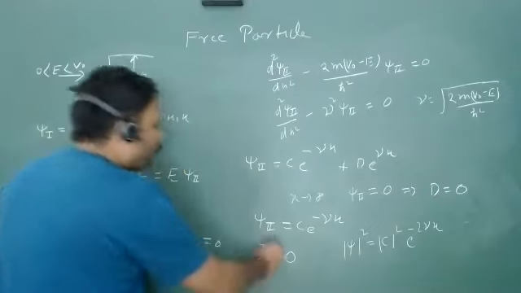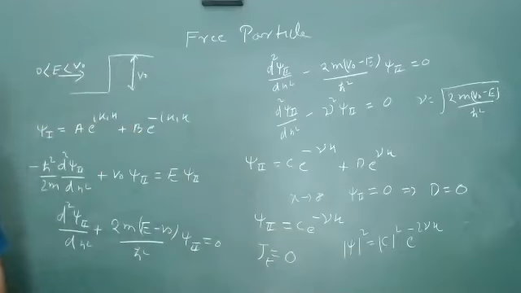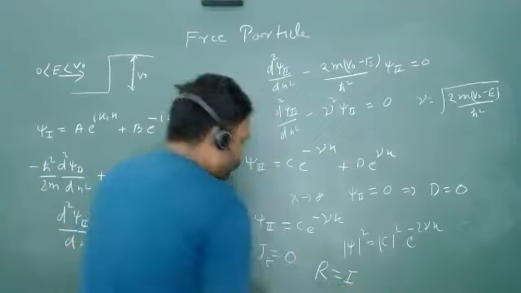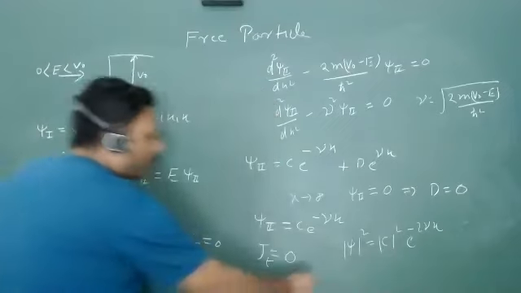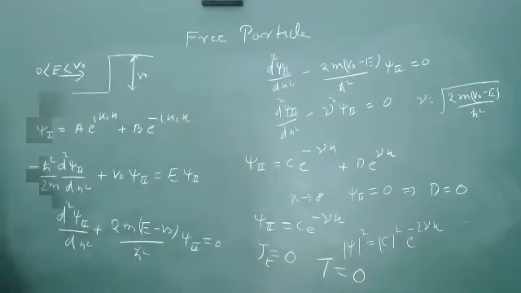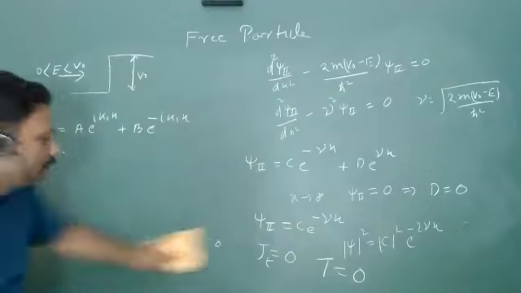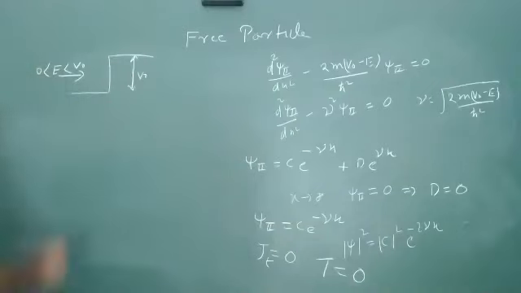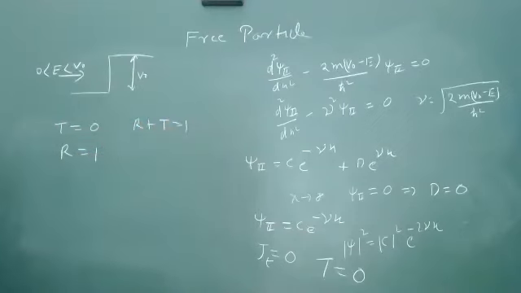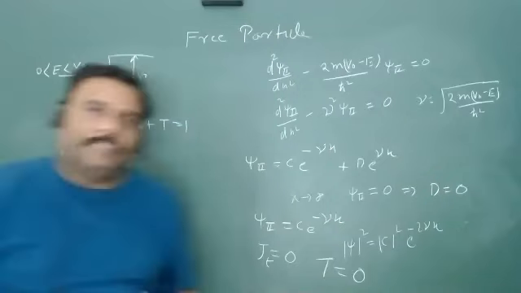So I can write the current with the transmitted wave is 0, which means the transmission coefficient is 0, because if the transmitted wave has current 0, it means the transmission coefficient is 0. If the transmission coefficient is 0, it means the reflection coefficient will be 1, because we know that R plus T must be equal to 1.